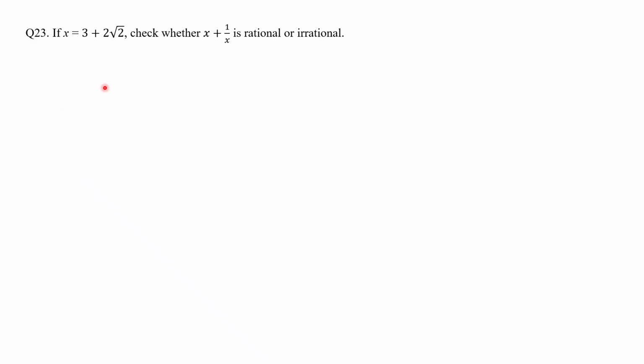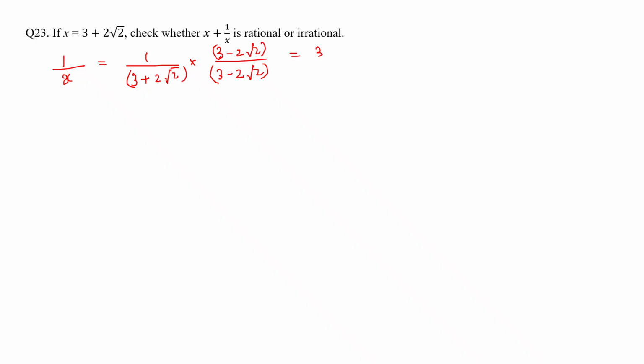Question number 23: if x equals 3 plus 2 root 2, check whether x plus 1 by x is rational or irrational. So x is already given. First I have to find 1 by x, isn't it? So 1 by x will be 1 by 3 plus 2 root 2. Now rationalize it. So it will be 3 minus 2 root 2 by 3 minus 2 root 2.